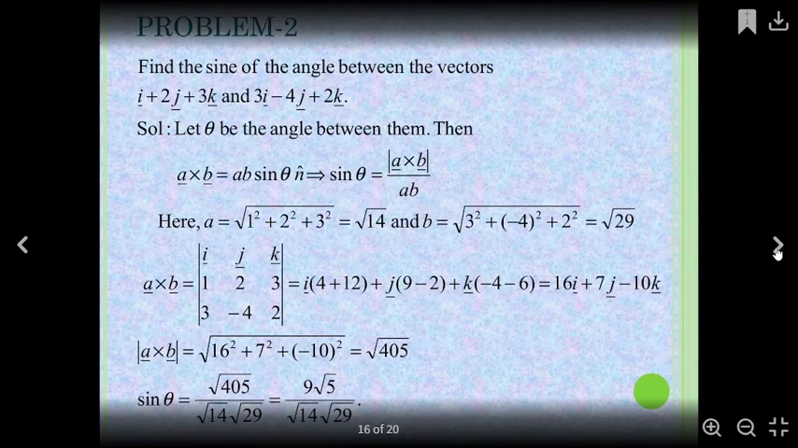Problem number 2: find the sine of the angle between the vectors i plus 2j plus 3k and 3i minus 4j plus 2k. Let theta be the angle between them. Then magnitude of a cross b is equal to ab sine theta, so sine theta is equal to a cross b upon ab. First of all, we calculate the magnitudes of both vectors, and then a cross b by the determinant method. This is the determinant: first row i j k, second row 1 2 3, third row 3 minus 4 2. Solving this determinant, we get a cross b. Again we calculate the magnitude of a cross b, which is root of 405. Then putting the values, we get sine theta.